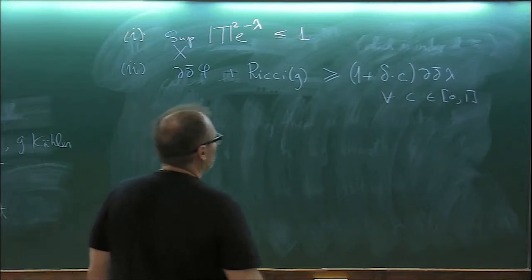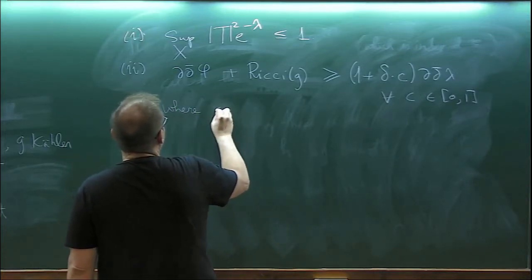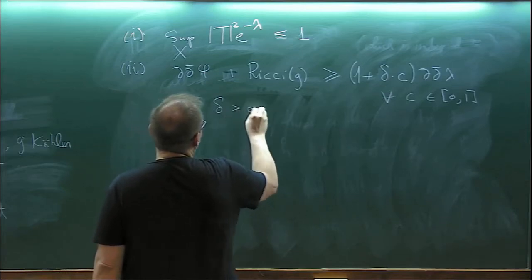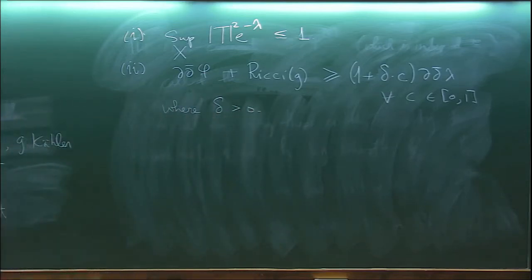Okay, and here, delta is some positive number, which is part of the data. Okay, so it's some fixed number. You're assuming that there exists some delta. The delta will appear in the statement of the theorem as well.